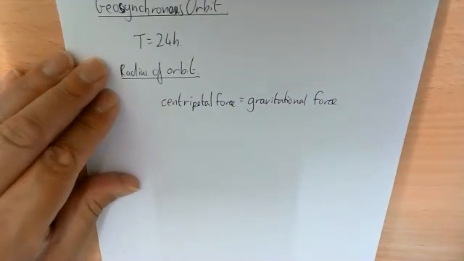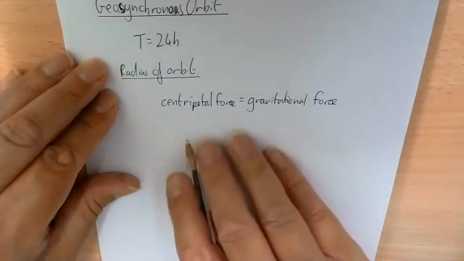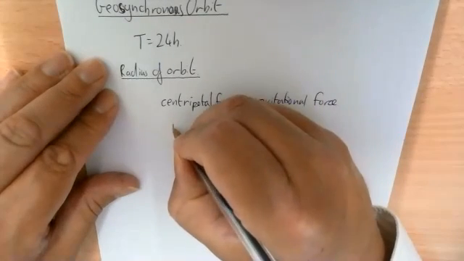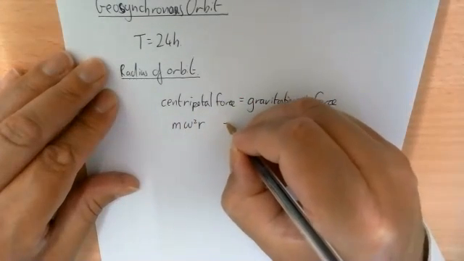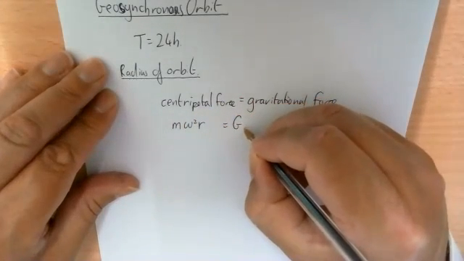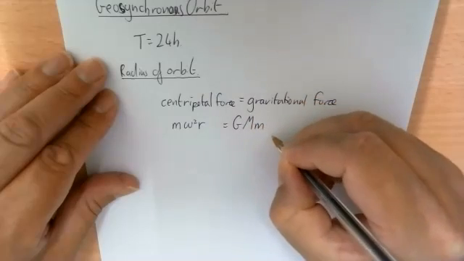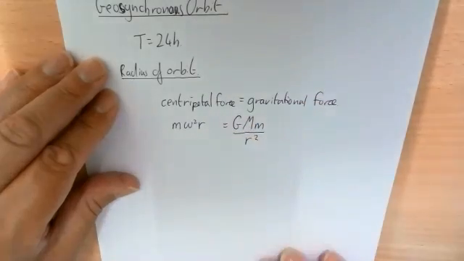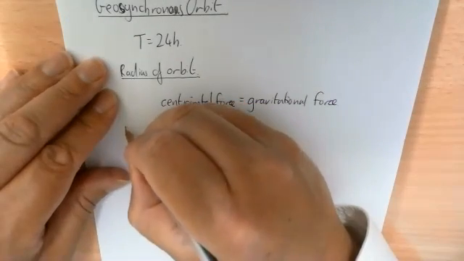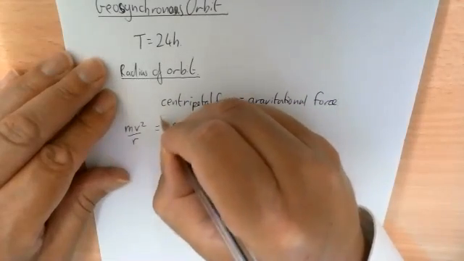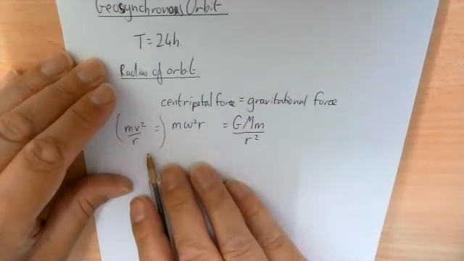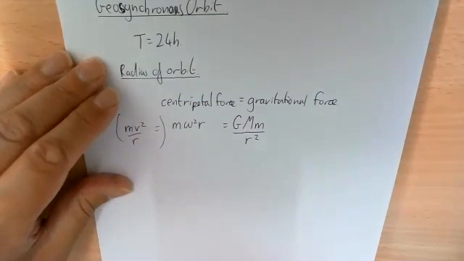So we're using centripetal force, that's going to be m omega squared r, which is equal to the gravitational force, which is big G, the universal gravitational constant, times the mass of the Earth times the mass of the satellite over r squared. I should add that the centripetal force can also be given by mv squared over r, but this one we're not going to use because we don't know v. We can work out the angular velocity though.